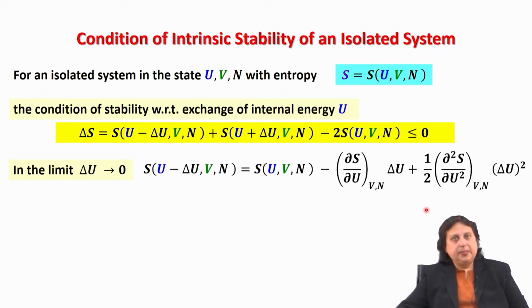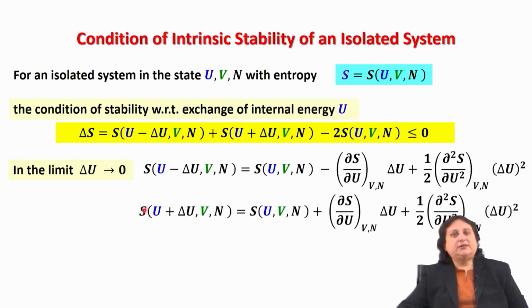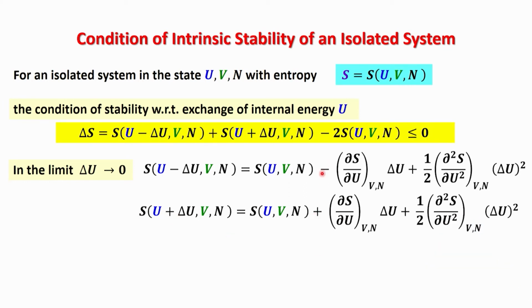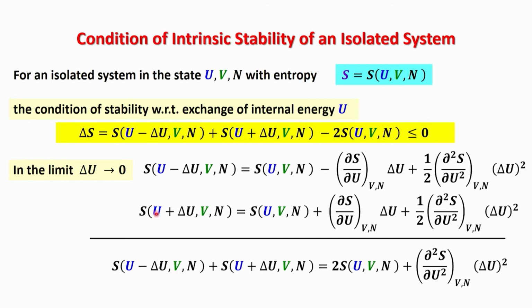I can similarly write the corresponding Taylor series expansion for entropy evaluated at U plus delta U. As you see the changes here, there I had a negative first order term in U, here I have a positive first order term in U. So, if I now add these two equations, on the left hand side I have S evaluated at U minus delta U plus S evaluated at U plus delta U. On the right hand side, the first order terms get cancelled and I am left with 2S in the unperturbed state plus the second derivative of S with respect to U times delta U squared.